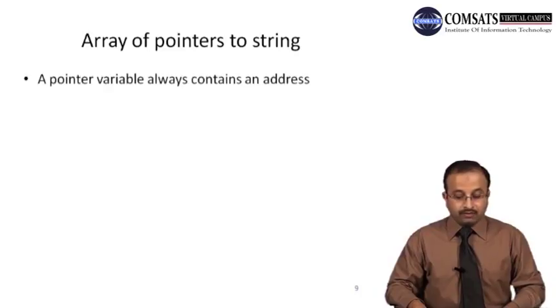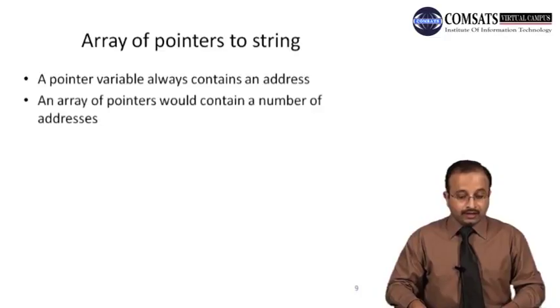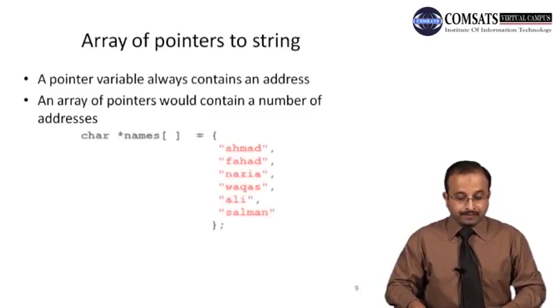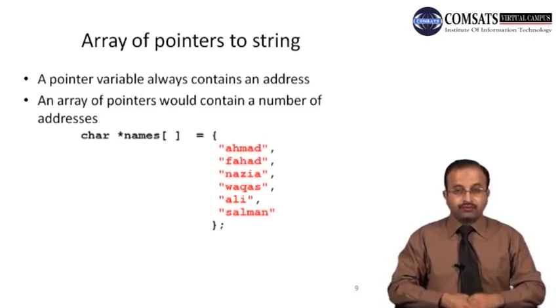A pointer variable always contains a memory address, that is what we already know, and an array of pointers would contain a number of addresses. Yes, we have seen this when we declare an array of pointer to integers. Now this is an array of pointer to string.